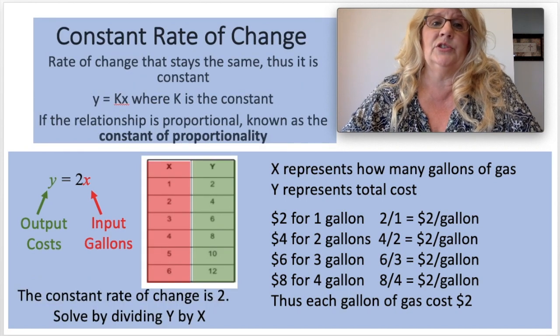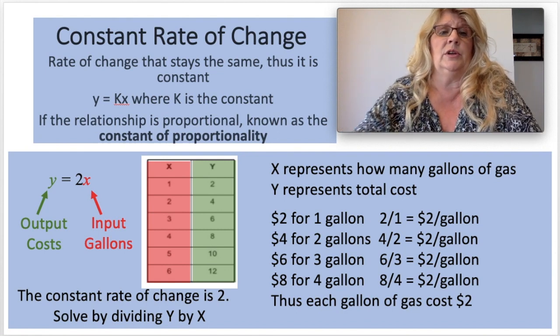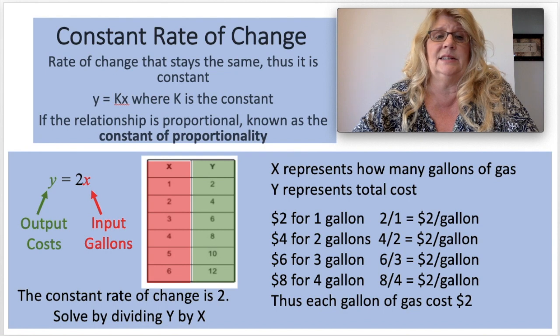Constant rate of change is the rate of change that stays the same. Thus, it is constant. I have the equation y equals kx, where k is the constant. If the relationship is proportional, then it's also known as the constant of proportionality. And I have the same chart here. And again, everything comes out to $2 per gallon.